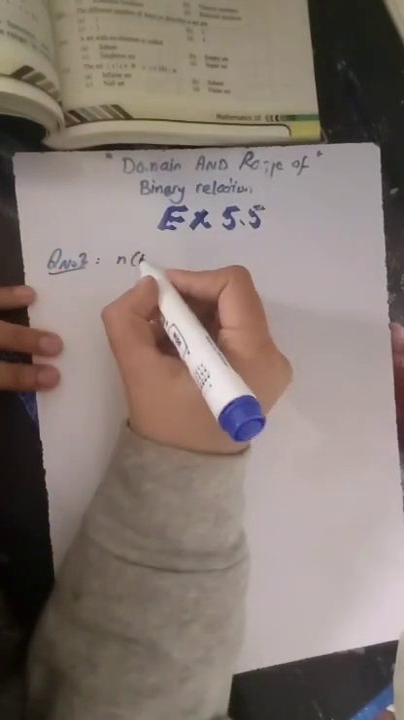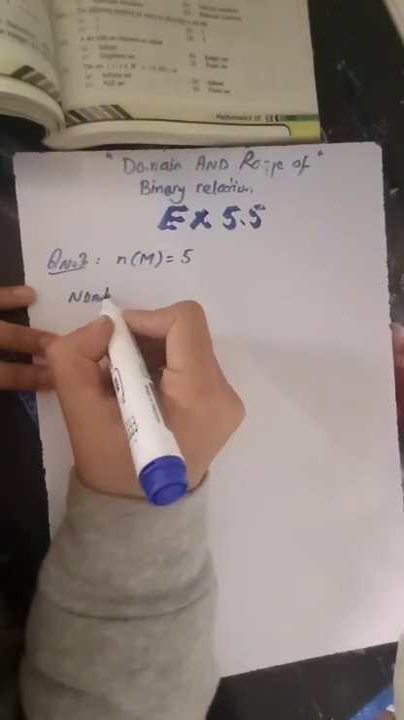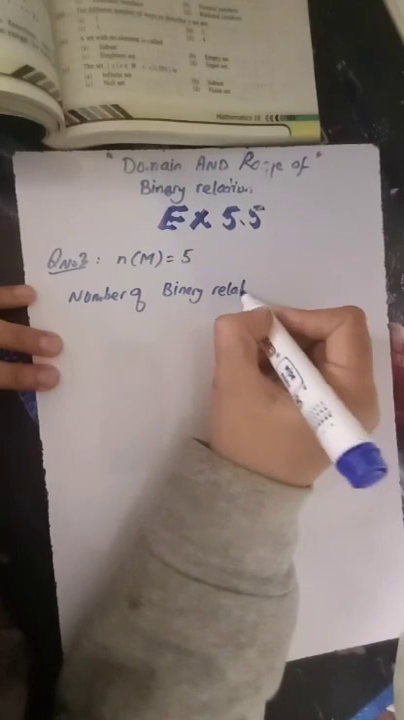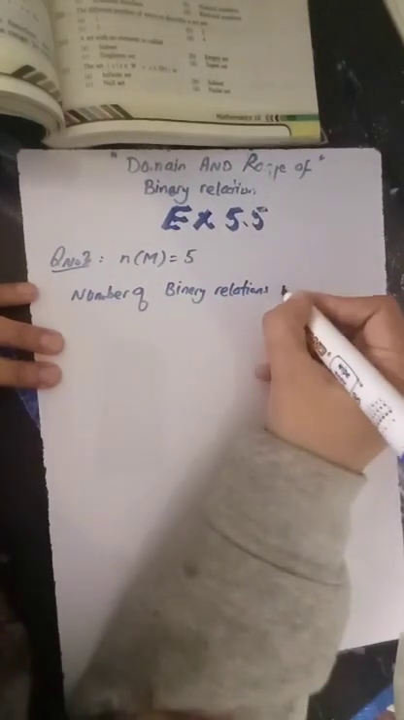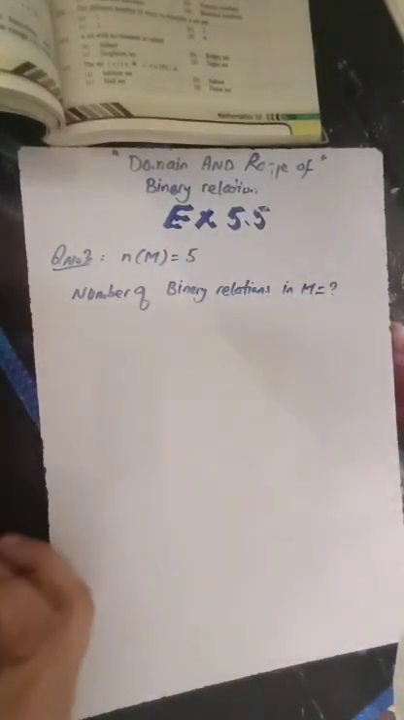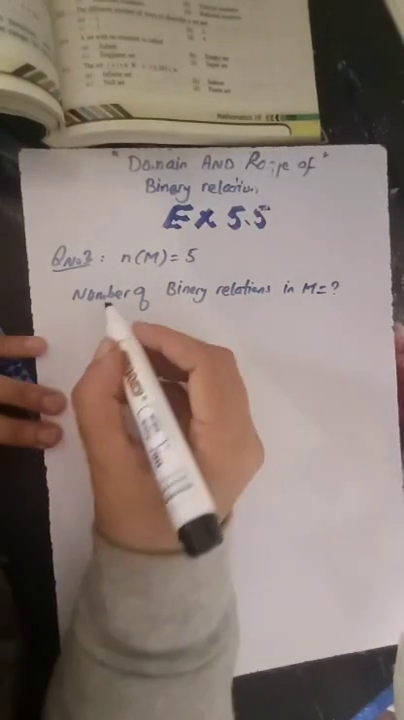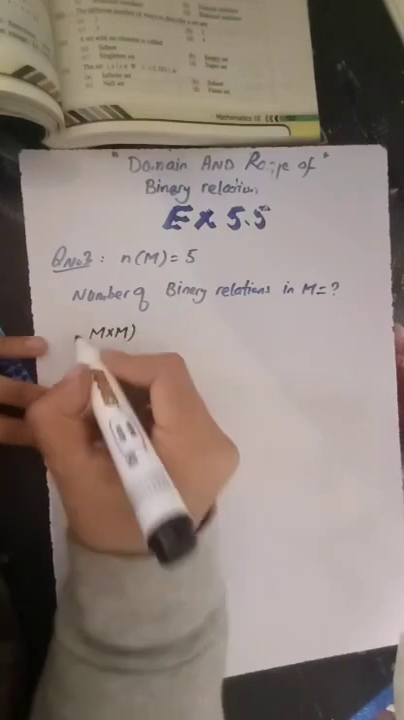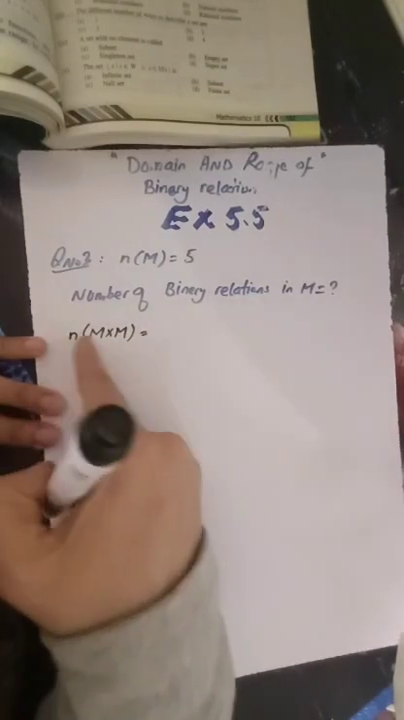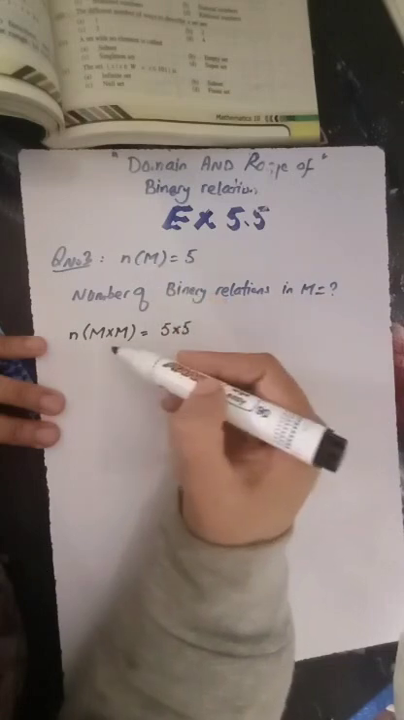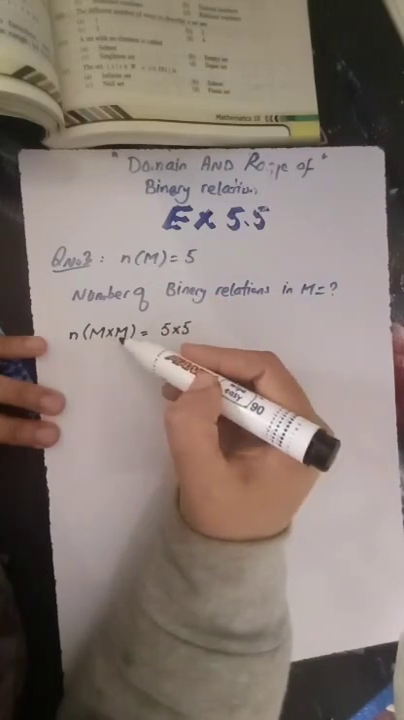They are saying that the number of elements in a set is 5, and you have to find the number of binary relations in M. You just have to tell them the number of binary relations. Okay, you don't have to make all of them. So we know that if the set M has 5 elements, then the number of elements in M cross M will be 5 into 5, because in M cross M we are using M as both the first set and the second set.